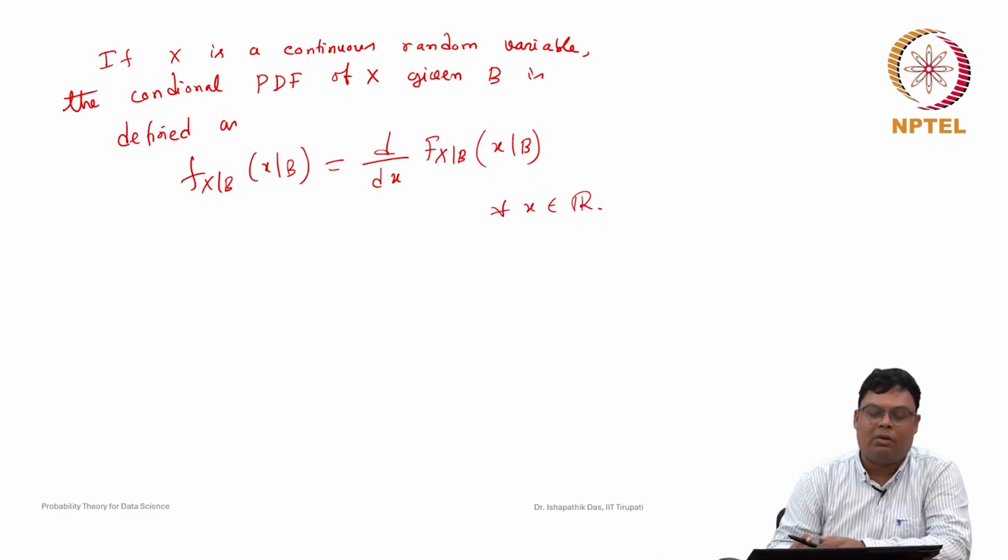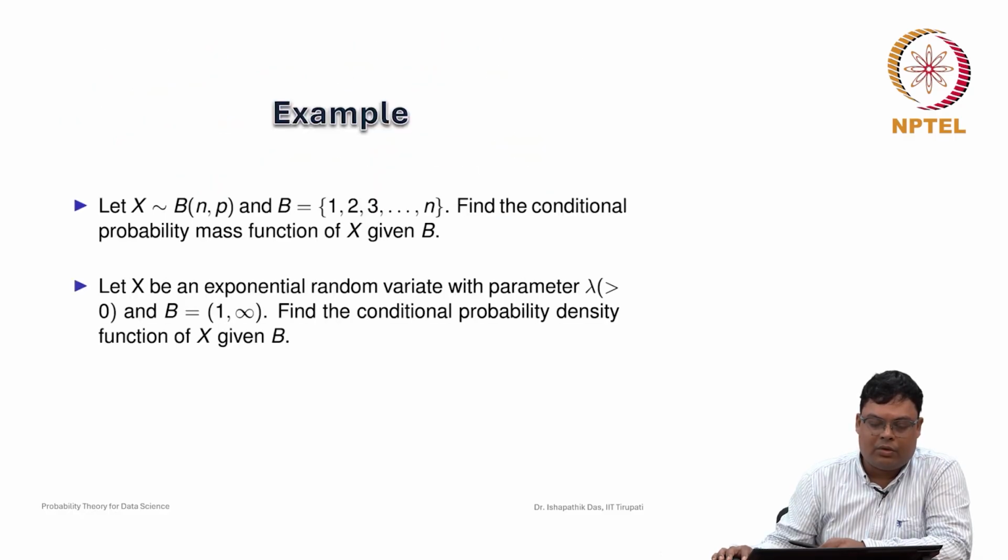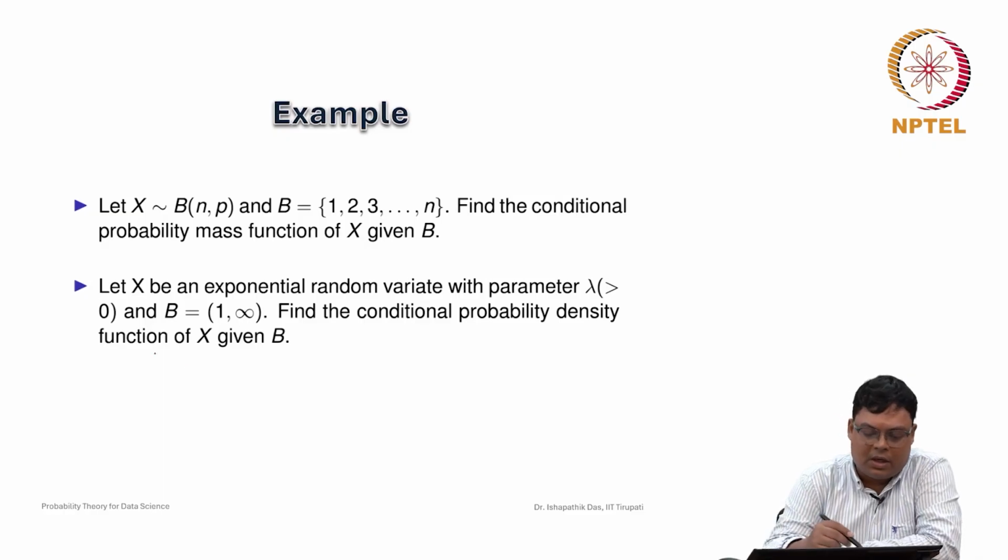So, how can it be utilized? Let us do some numerical examples, then we can have some idea of how it can be used. Let us first discuss the continuous case, then we will discuss the discrete case. Let x be an exponential random variable with parameter lambda greater than 0, and B is given as this interval. Find the conditional probability density function of x given B.